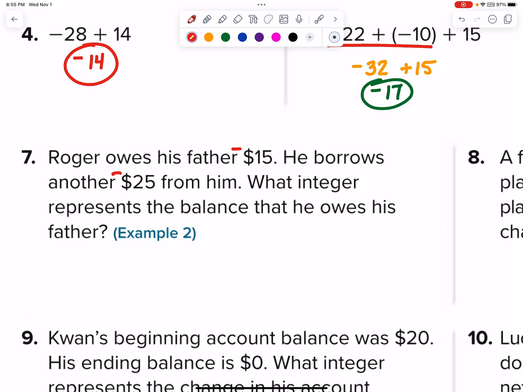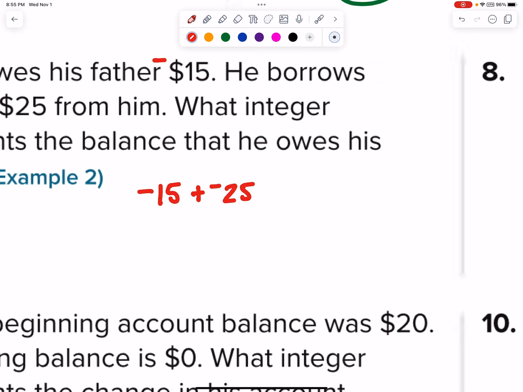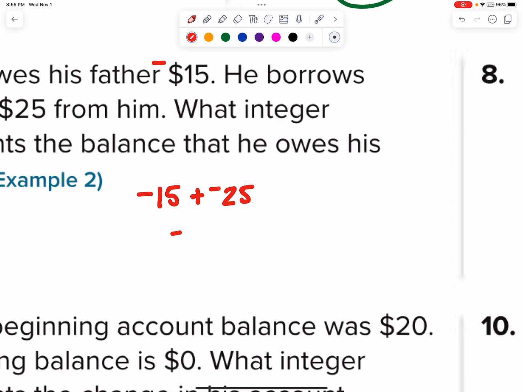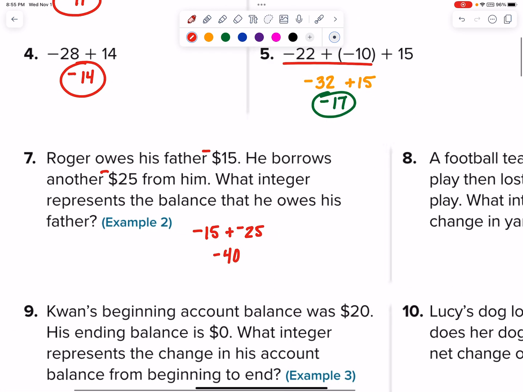It doesn't tell you. What integer represents the balance that he still owes his father now? I want you to write the expression. So we're writing negative 15 plus another negative 25. We're not writing minus. Same signs, add and keep. So we're adding them and then keeping the negative. So 25, 35, 40. So we're at negative 40. What represents the balance? Well, that integer represents the balance. It doesn't actually say what money, it just says what integer. So we can put negative 40 to answer the question.